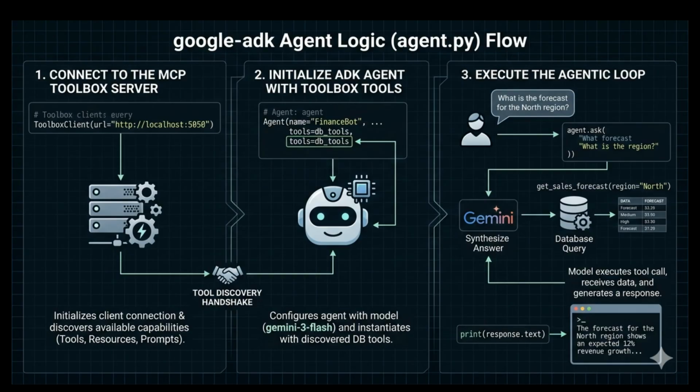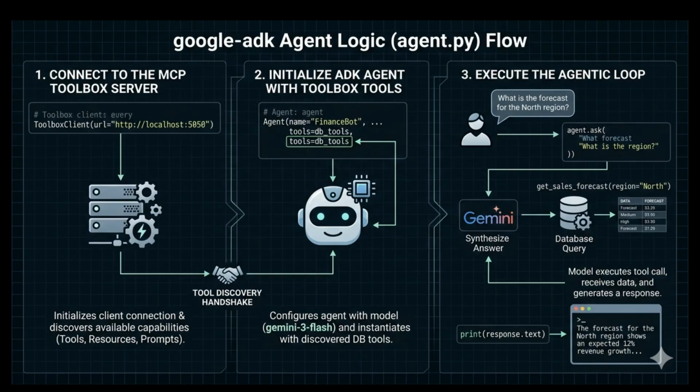agent.ask. When this is called, a complex dance happens. The agent sends the query to Gemini. Gemini responds, "I need to call the get_sales_forecast tool with region_name equals north." The ADK executes that tool via the toolbox. The toolbox runs the SQL and sends the data back. Gemini receives the data and writes a human-friendly response.